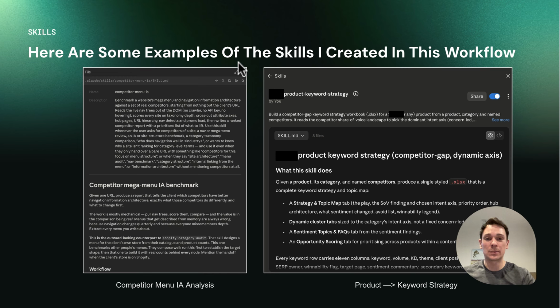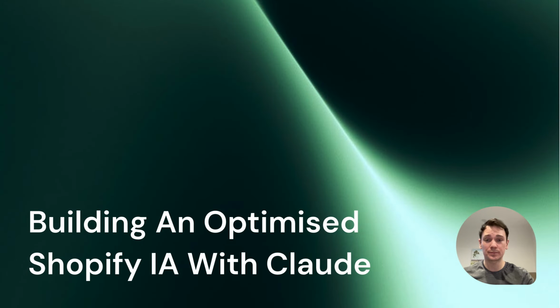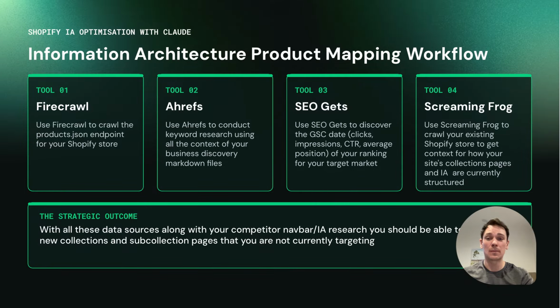So here's an example of some of the skills I created for this workflow: your competitor menu IA analysis, which I spoke about just a second ago, as well as your product to keyword mapping strategy. So now we have all the Claude project context and setup. We can go ahead and start building and optimize Shopify IA with Claude.